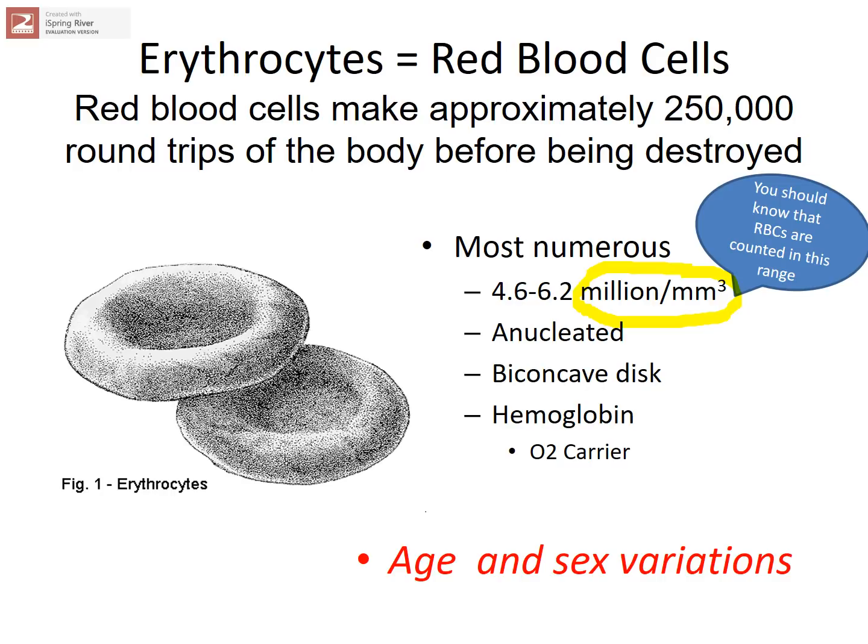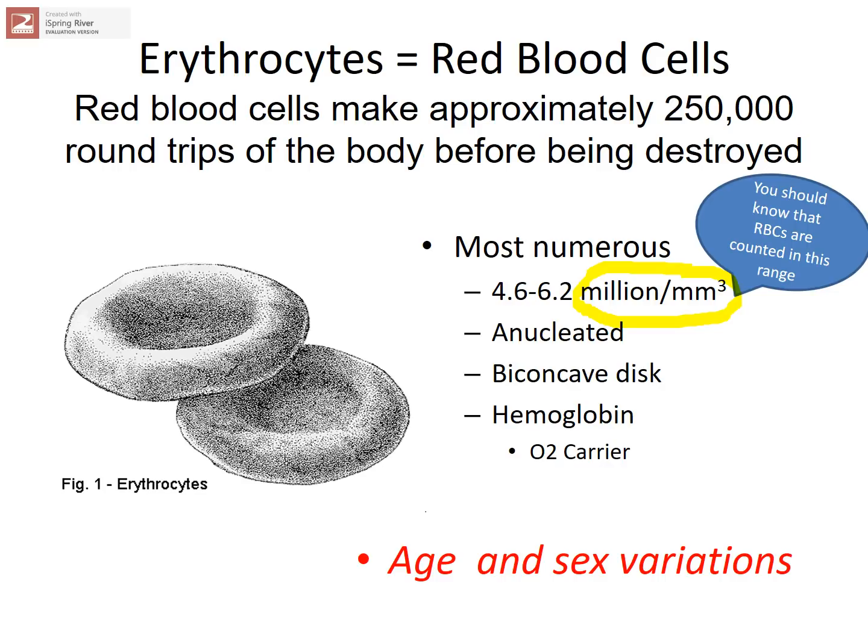So the red blood cells are enumerated in the millions per cubic millimeter. A cubic millimeter is a tiny, tiny amount of blood, less than a drop. 4.6 to 6.2 million red blood cells per cubic millimeter. You can see why counting these manually could be a very tedious task. We say that the red blood cells are anucleated. That means no nucleus.